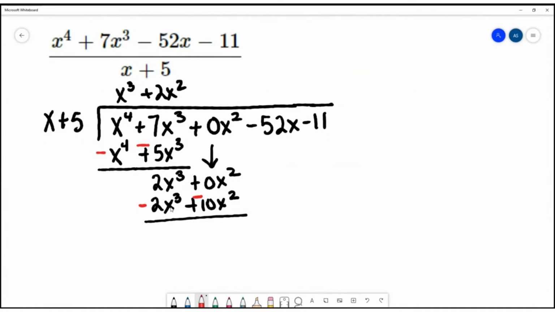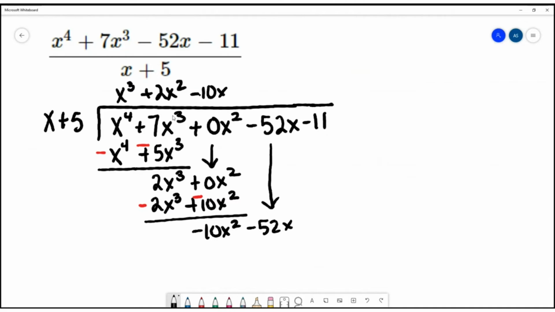2x cubed minus 2x cubed zeroes out, and we have 0x squared minus 10x squared, which is a negative 10x squared. And I'll bring down the next term, minus 52x. We're going to repeat the process over again. Focus on the first term of x and the first term of negative 10x squared. X divides into negative 10x squared, negative 10x times. Or if you prefer to focus on multiplication, negative 10x times x gives you negative 10x squared.